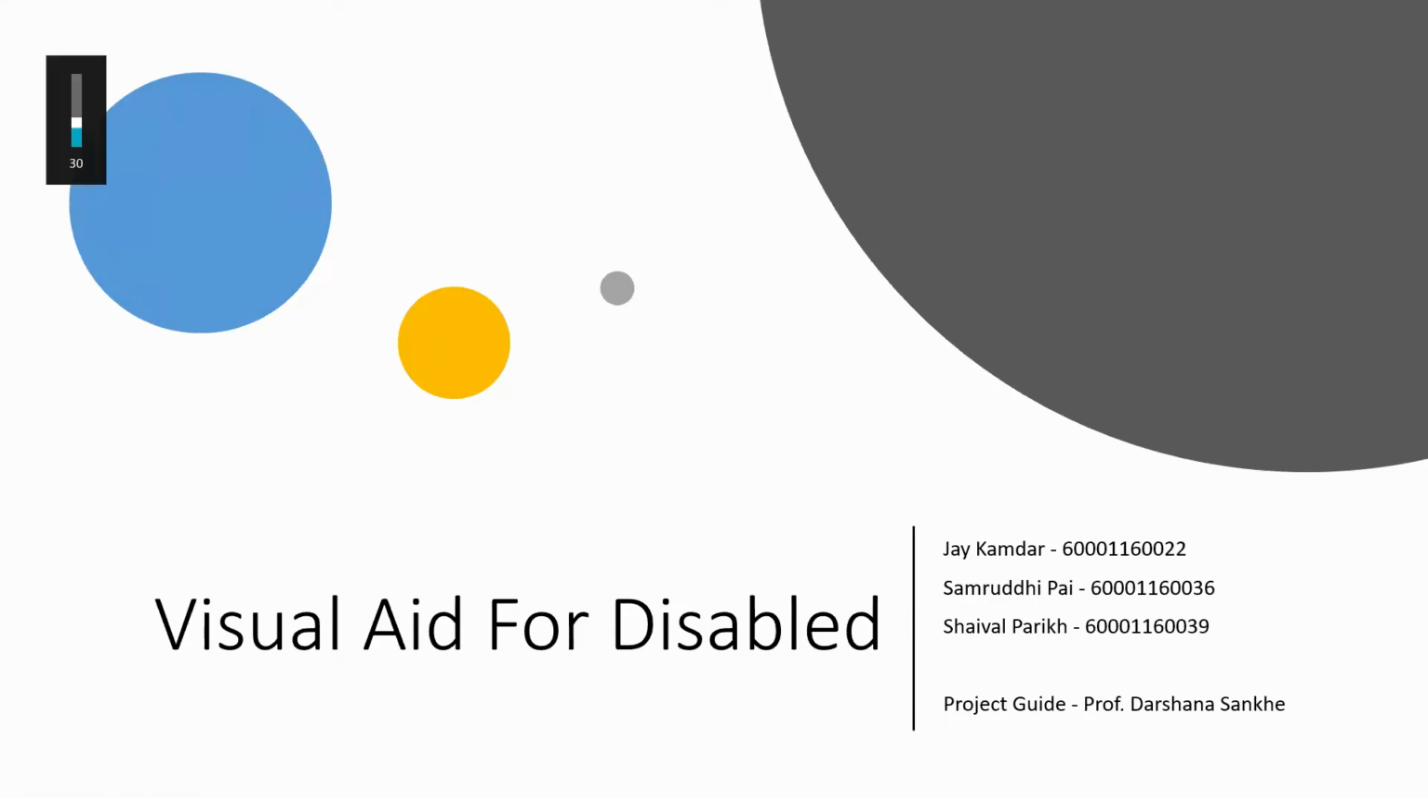Our project's name is Visual Aid for the Disabled. My name is Jai Kamdar and I have my teammates Samruddhi Pai and Shaival Parekh with me. The project guide for this computer vision project was Professor Darshana Sankhe.